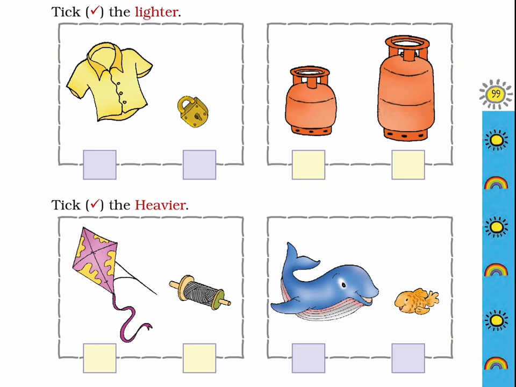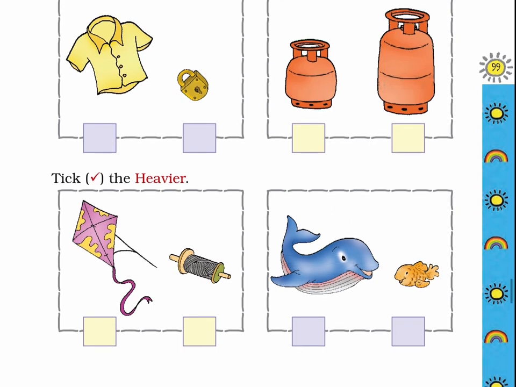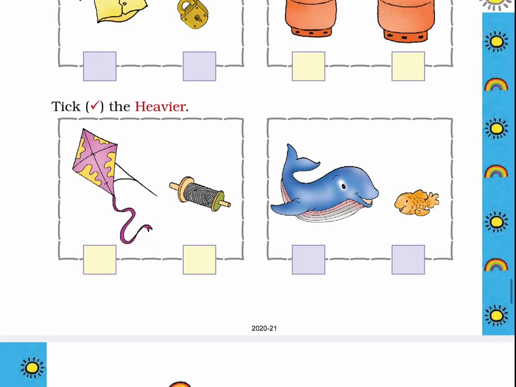Part 3 question. Identify the heavier. Part 3 picture 1 shows a kite and a charkhi with manja. Charkhi is also known as a spindle and is usually made of wood or plastic. You have to tell which one is heavier, the kite or the spindle.